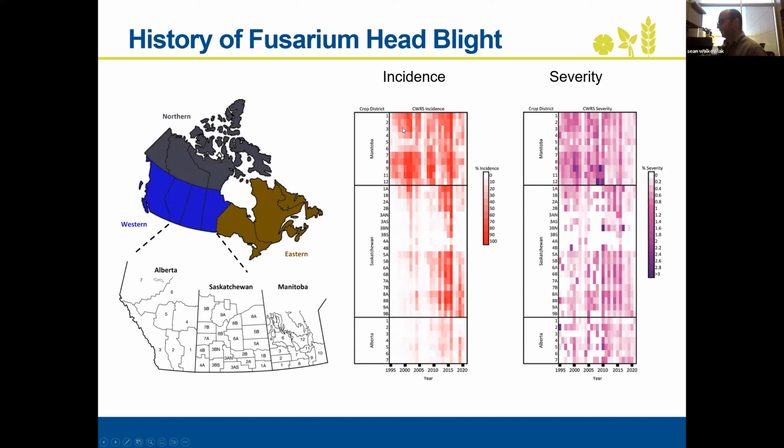So this is the number of samples that would have fusarium, and this is if they had fusarium, how bad was it? And you can see that it actually gets a little bit better in Manitoba, which is kind of interesting. Maybe farmers are doing something different to manage the disease on their farms, which is reducing the severity of the disease. So things like applying fungicides, growing disease-resistant cultivars, rotating crops, and stuff.